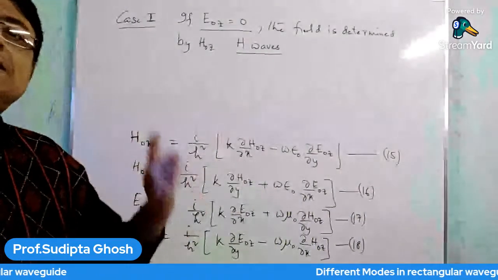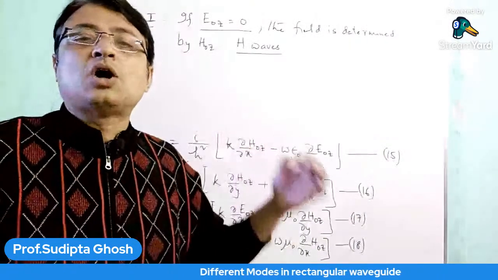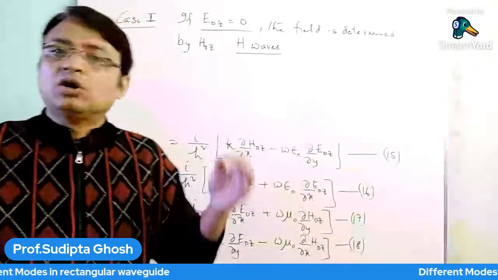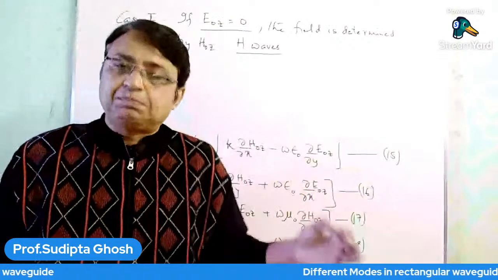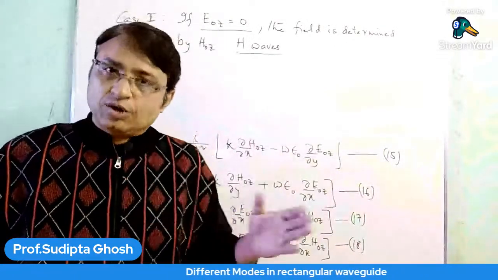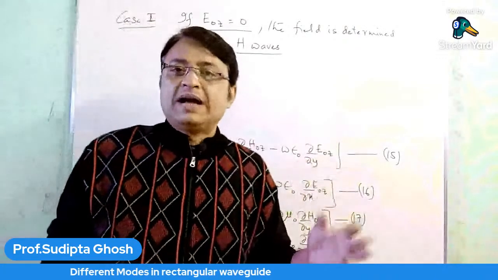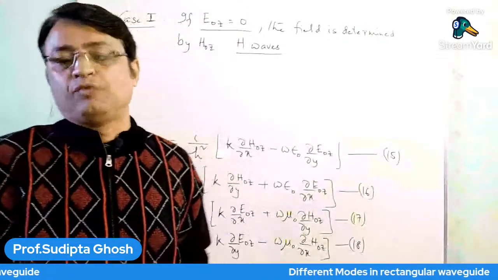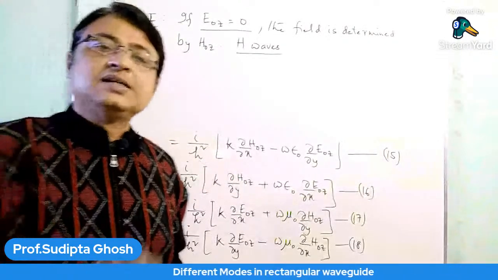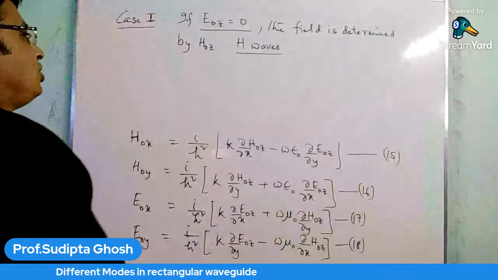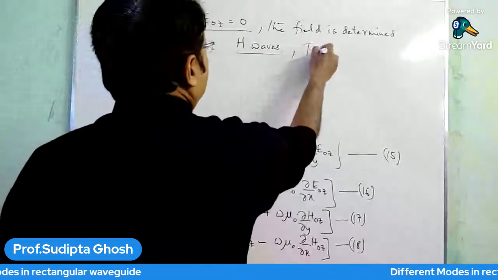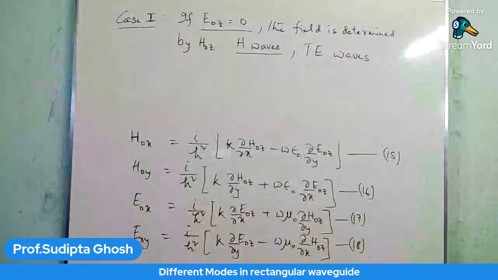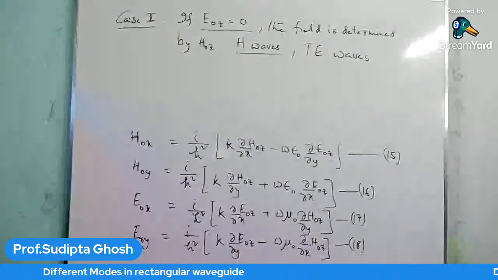Transverse electric field means the longitudinal component of the electric field is absent. That means EOZ is 0, and only the transverse components are present, and this type of wave is known as transverse electric or TE waves. So H waves and TE waves are the same type of waves. So this is case 1.